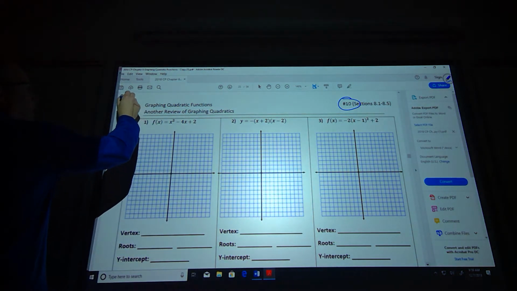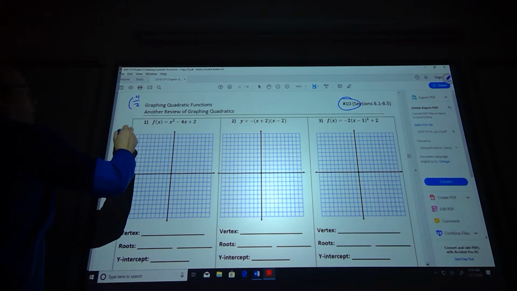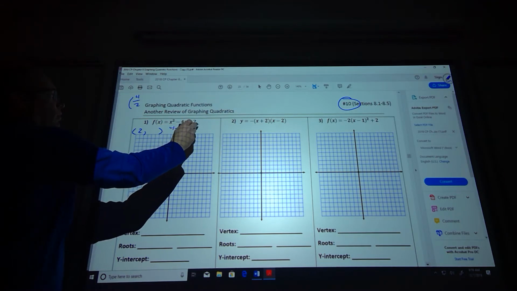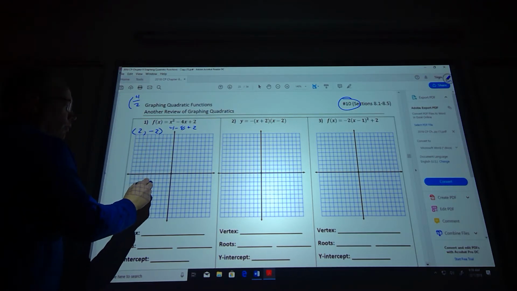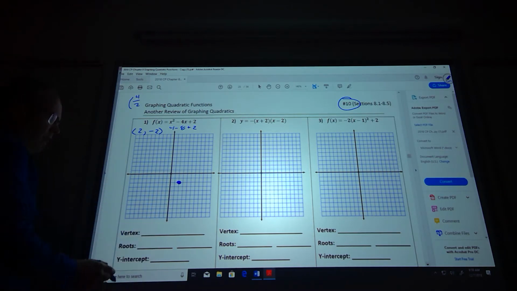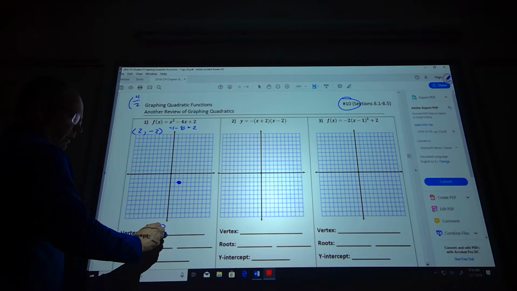So it's gonna be 4 over 2, which comes down to just 2. Plug 2 back in, that's for our vertex. That's gonna give me 4 minus 8 plus 2. So that's going to give me negative 2. So our vertex is at 2, negative 2.